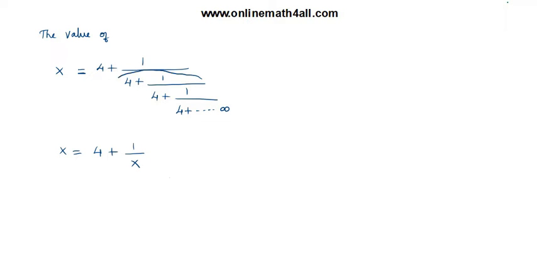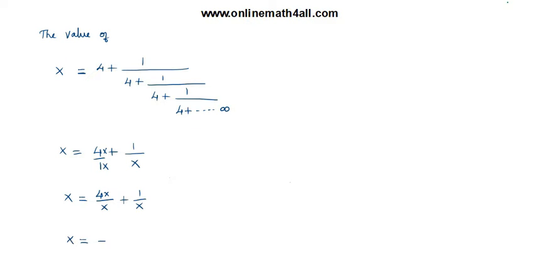I substituted x for this. Now you have to solve for x in this equation. Assume there is denominator 1 here. To add these two fractions we need the same denominator, so we can multiply both numerator and denominator of this fraction by x. Then I get the equation x is equal to 4x divided by x plus 1 divided by x. Now we have the same denominator.